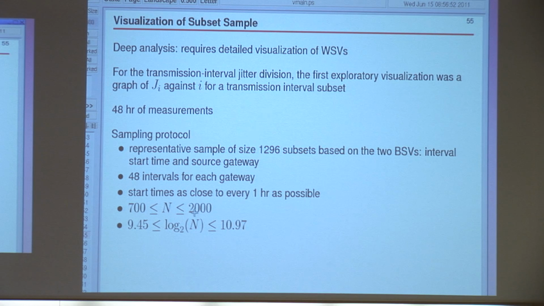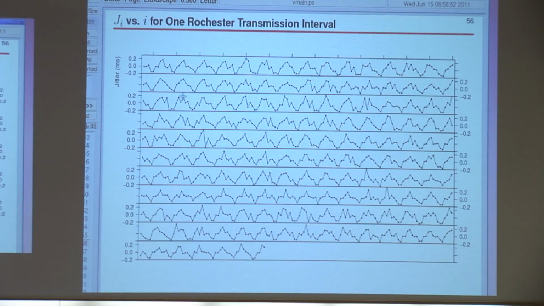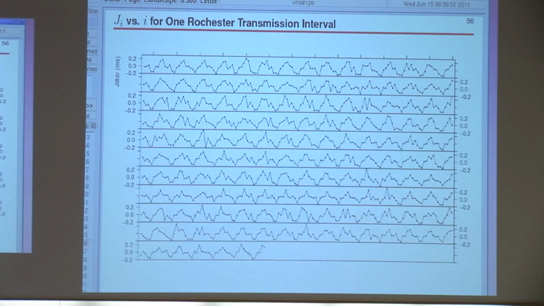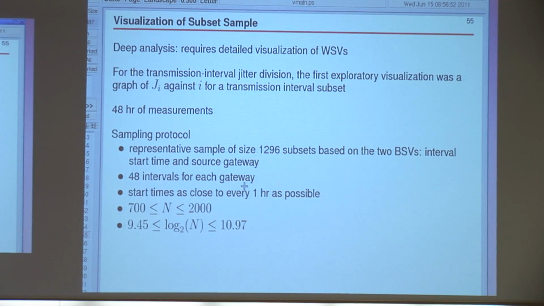So the sampling was equally spaced, and that is on each gateway, 48 intervals. The start time of the interval, which is here, was taken to be every hour. So we had 48 of these intervals for each gateway. Oops, that's the second one. There's 48 altogether.